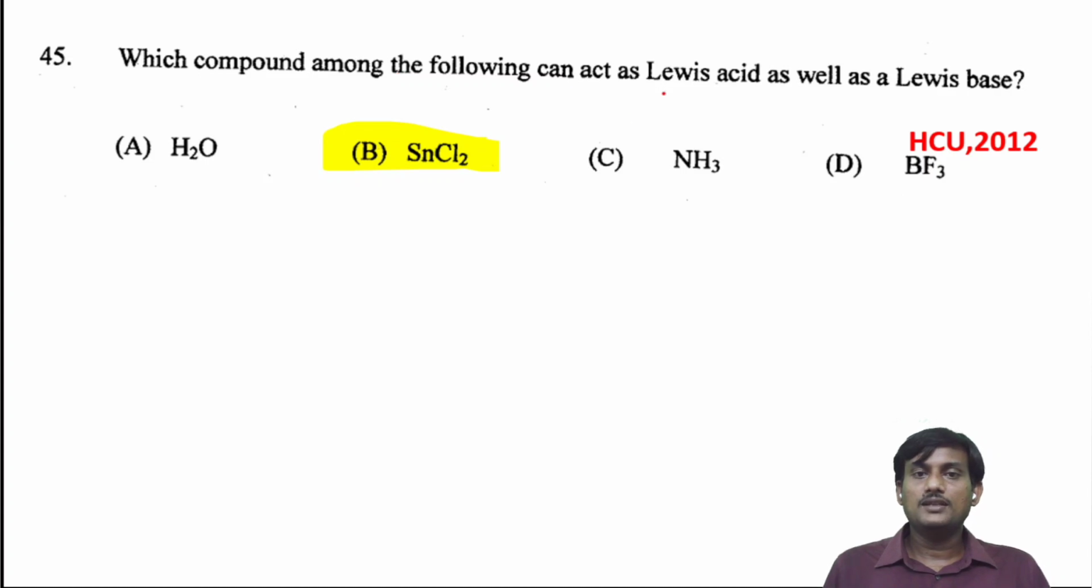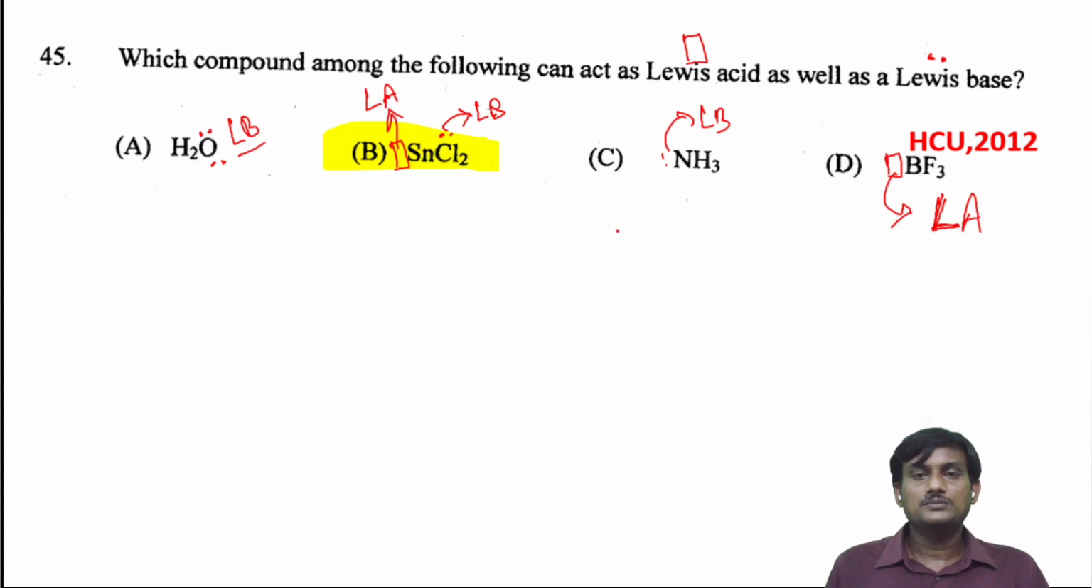Which compound among the following can act as Lewis acid as well as Lewis base? To act as Lewis acid as well as Lewis base, it should have an empty orbital and a lone pair of electrons. This one has a lone pair of electrons, so it's a Lewis base. This one has an empty orbital and also chlorine has a lone pair of electrons. So the empty orbital accepts a lone pair of electrons, Lewis acid. This one is Lewis base. It has two sides, Lewis acid and Lewis base. This one has a lone pair of electrons, it's a Lewis base. Here there is an empty orbital, it's a Lewis acid. So the correct option is SnCl2.